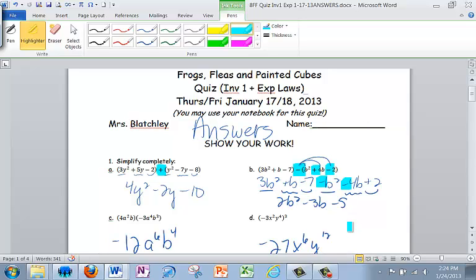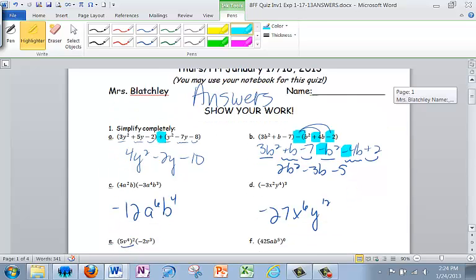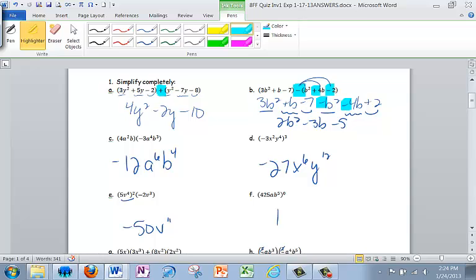Would it help you if I said them? I think I'll do that. I think that might help you. Okay, letter C. The correct answer is negative 12a to the 6th power, b to the 4th power.